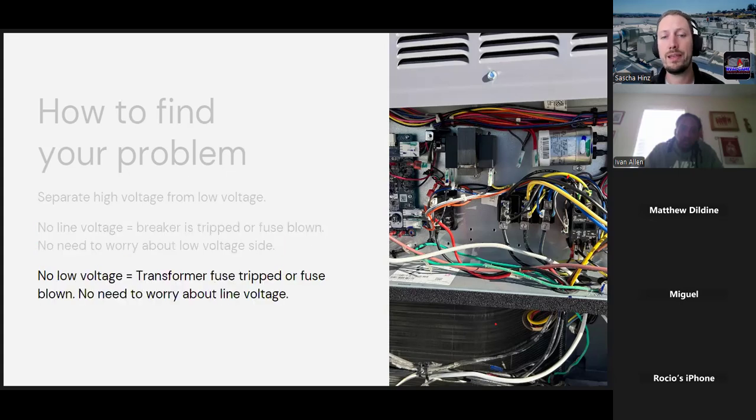On the other hand, if you have your line voltage present, but you don't have your 24 volts control voltage, there's probably something going on the low side where there's some kind of short there. So just ignore the high side for now and just focus on your troubleshooting on the low side. So you can separate that, break down your equipment.